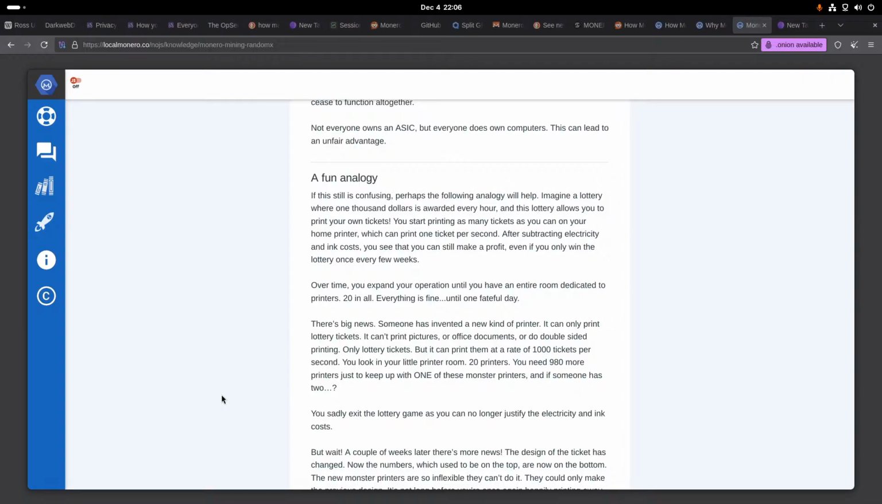Over time, in your operations, you have an entire room dedicated to printers. 20 of them. Okay. It can only print lottery tickets. It can't print pictures, or office documents, or do double-sided printing. Only lottery tickets, but it can print them at the rate of 1,000 tickets per second. You look at your little printer room with 20 printers. You need 980 more printers just to keep up with that one monster printer. And if someone has one, this sadly exists, the lottery game, as you no longer justify the electricity and cost.